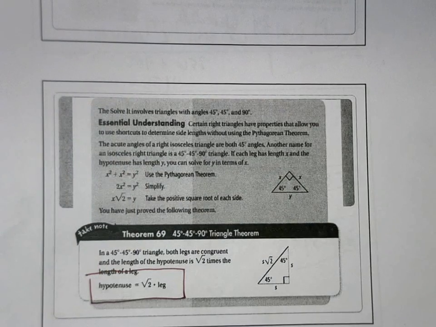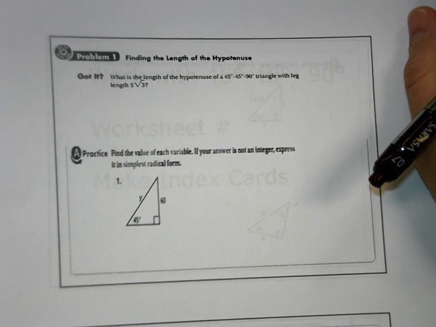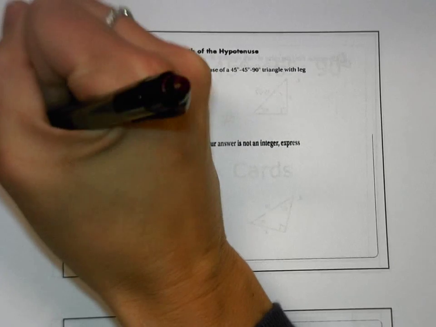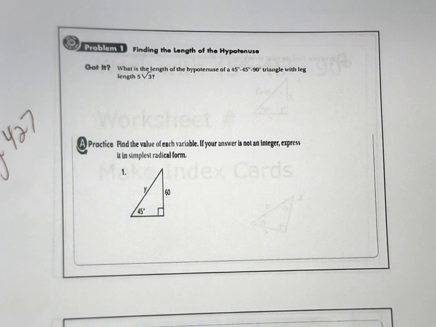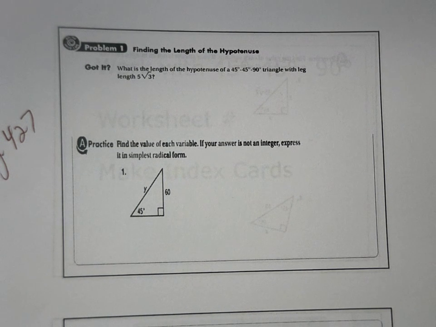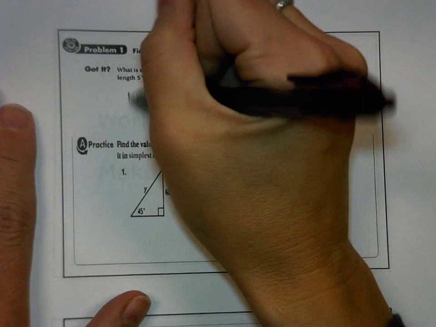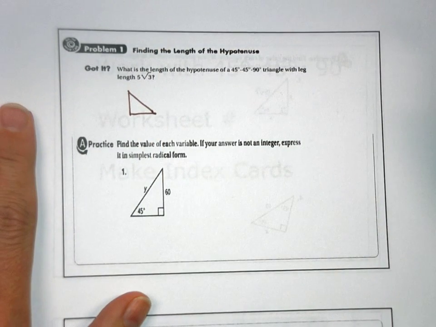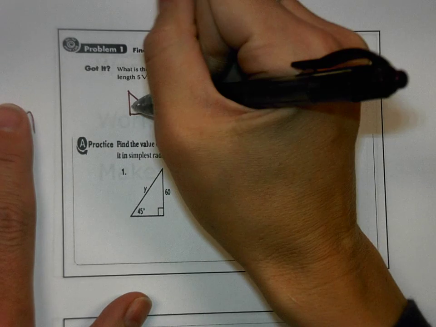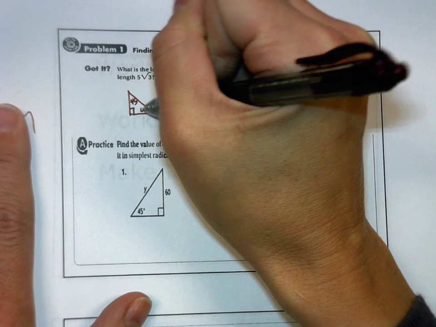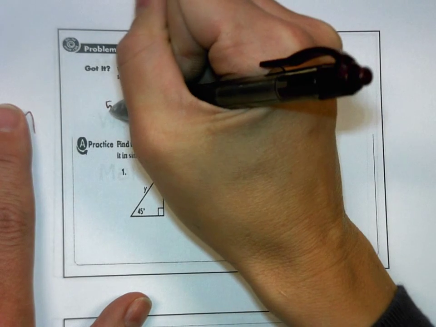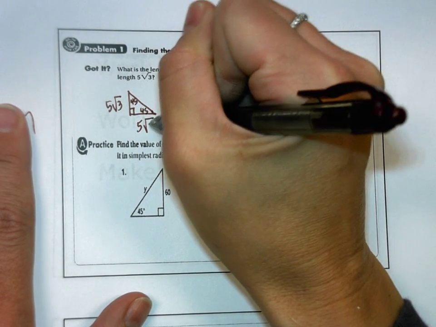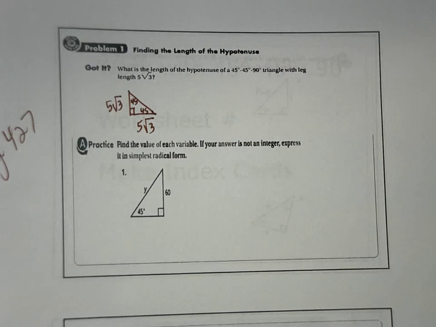So please now turn to page 427. And we are going to do the got it problem number 1. It says, what is the length of the hypotenuse of a 45, 45, 90 triangle with a leg length of 5 root 3? I would prefer you to always draw a picture to help you see what's going on. So they told us that a leg is 5 root 3. I have a 90 and this is a 45, 45. They said a leg is 5 root 3, which means that both legs are 5 root 3. Correct? Because they're both 45-degree angles. We are trying to find the hypotenuse.